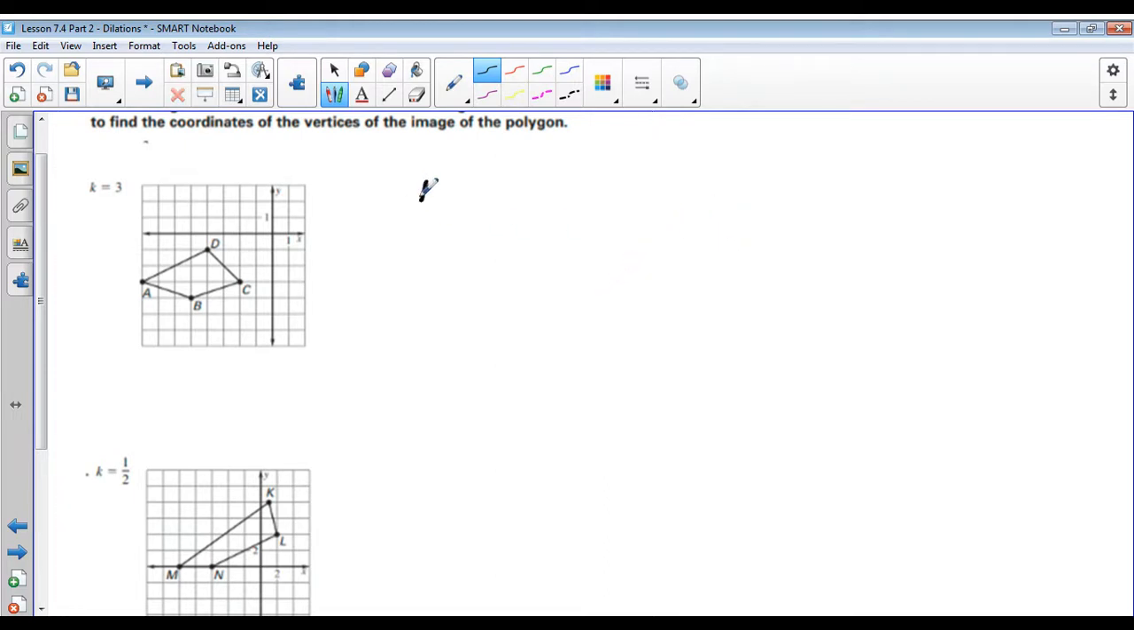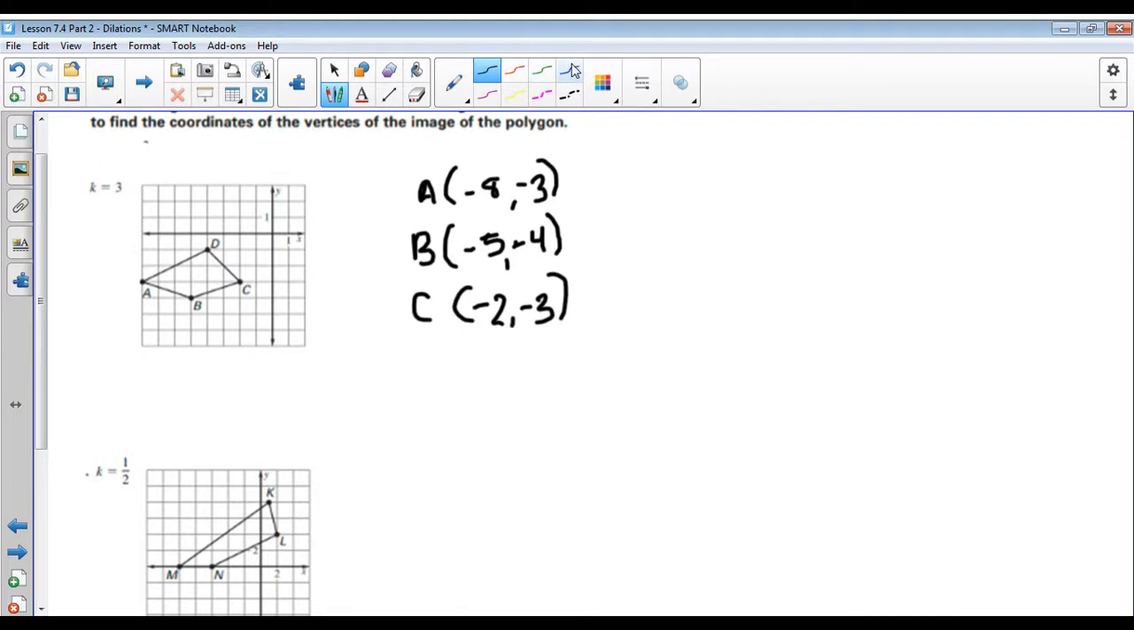So if I look at A, the original ordered pair for A would have been at -8, -3. For B, it would have been at -5, -4, and C would have been found at -2, -3.